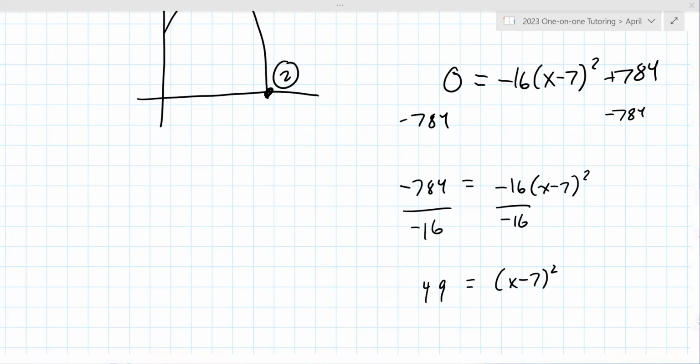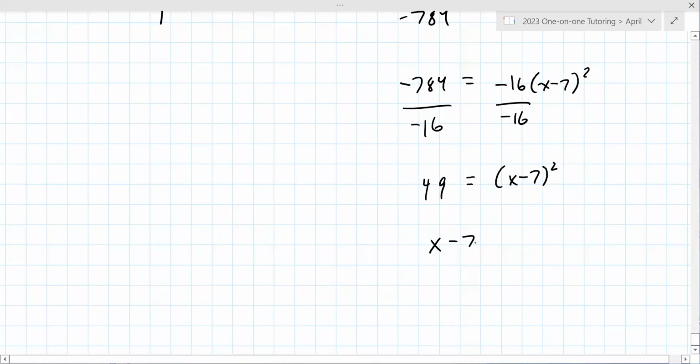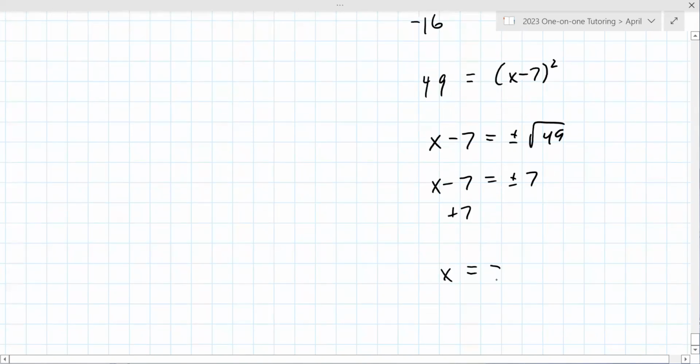You want to check that? 784 divided by 16, yeah, 49. And you take the square root of both sides. So it's x minus 7 equals plus or minus the square root of 49. x minus 7 equals plus or minus 7. Add 7. So it's 7 plus or minus 7, 7 plus 7, 7 minus 7. So there are your two possible answers. It is the first one because 0 is when it took off.